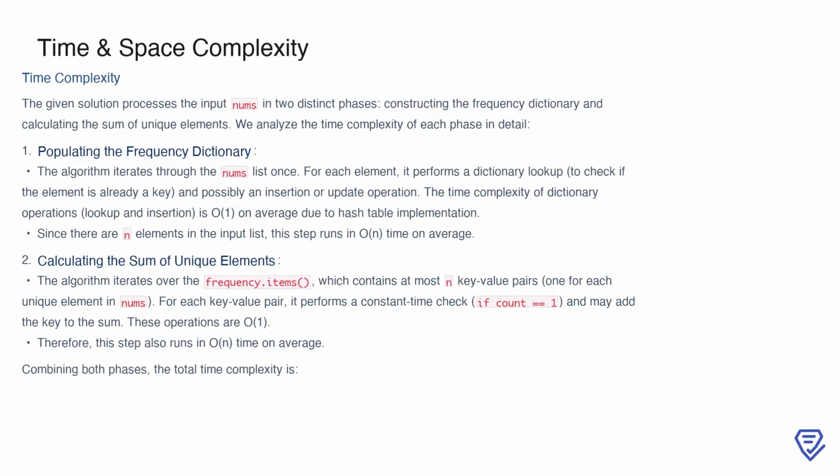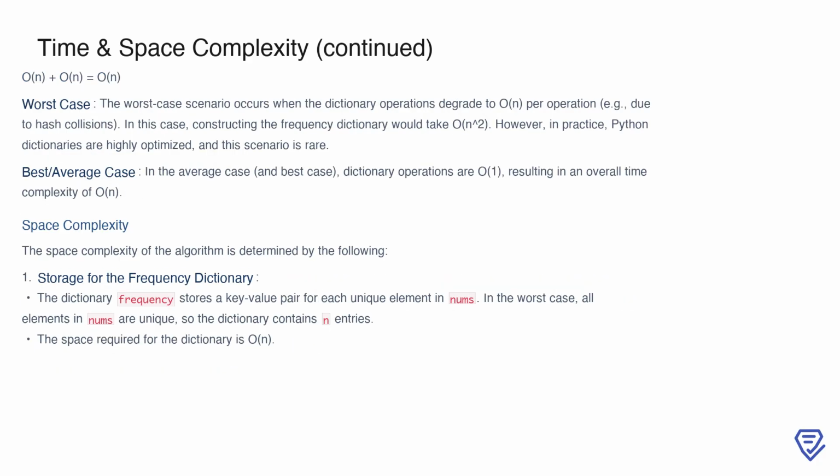In the second phase, we calculate the sum of unique elements by iterating over the frequency.items. Since there are at most n unique elements, this requires a constant time check for each key-value pair and potentially adding the key to the sum. These operations also contribute O(1) per element, leading to O(n) time for this phase. Combining the two, the total time complexity of the solution in the average case is O(n). Adding up the complexities of the two phases, we have O(n) plus O(n), which simplifies to O(n) overall.